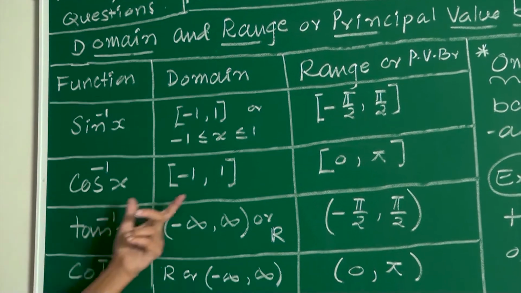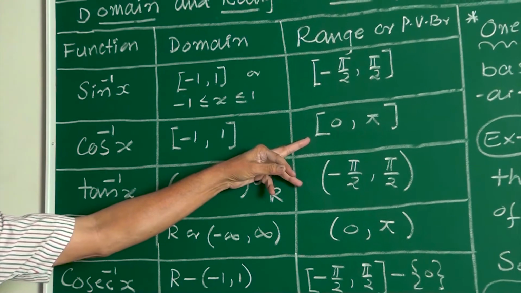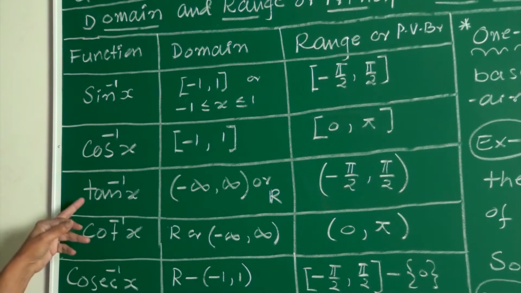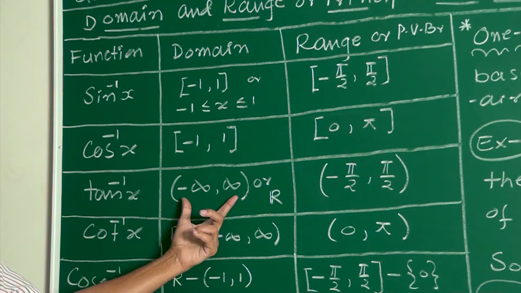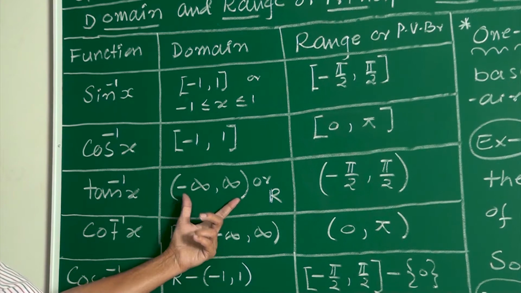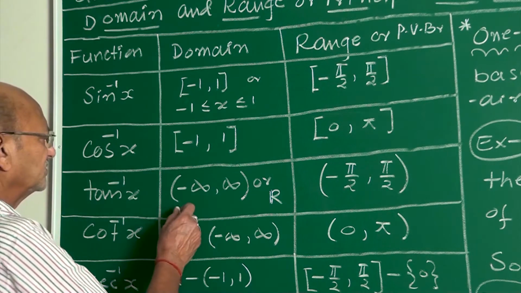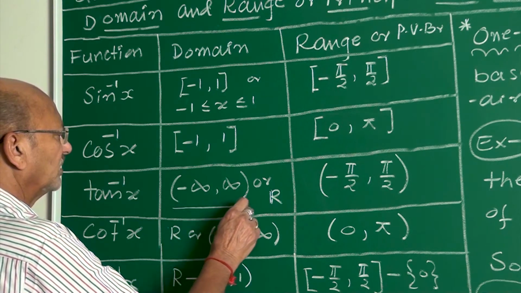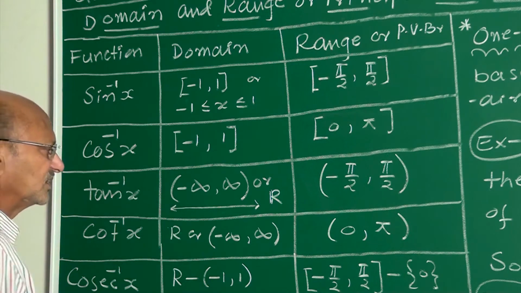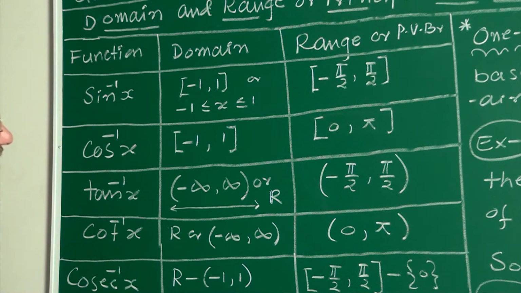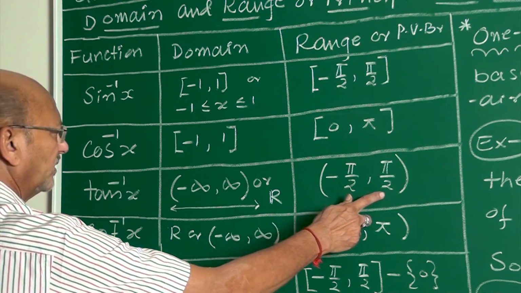Cos inverse x, what is the domain? Closed interval minus 1 to plus 1. Range, closed interval 0 to pi. For tan inverse x, it is an open interval minus infinity to plus infinity, or the entire set of real numbers. And what about the principal value branch? It is the open interval minus pi by 2 to plus pi by 2.